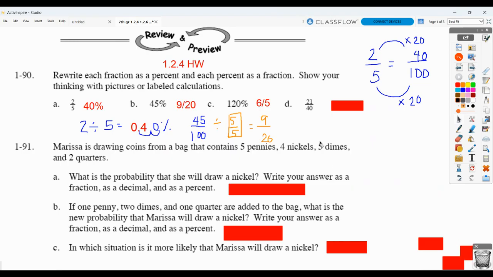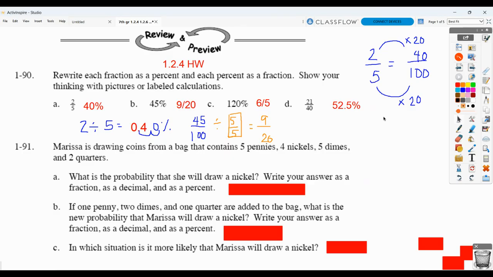So 120% would be 6/5 or 1 1/5. 21/40. The decimal would be 0.525, in other words, 525 thousandths, which becomes 52.5%.